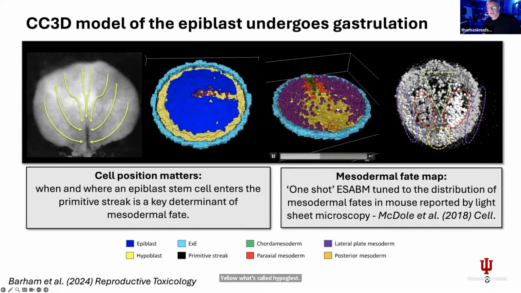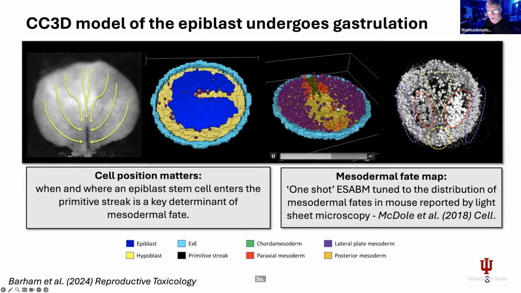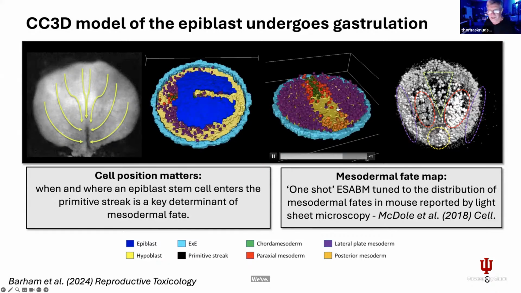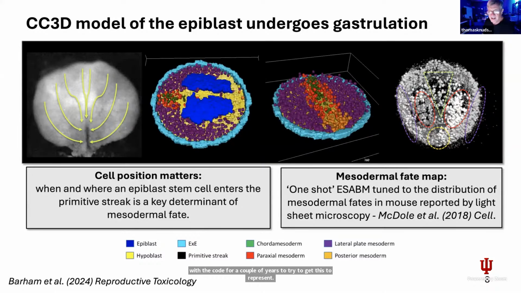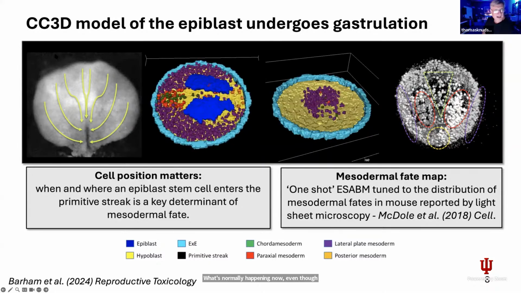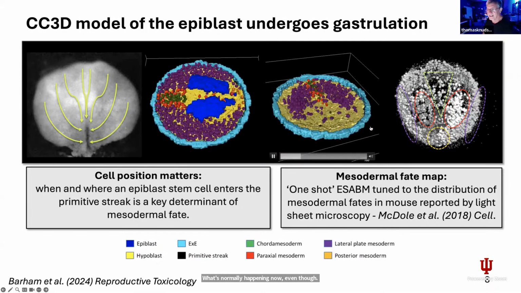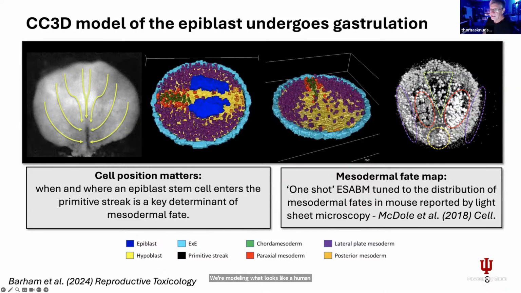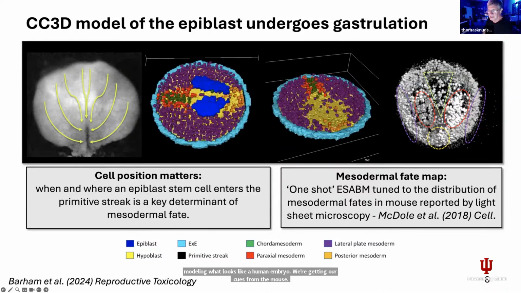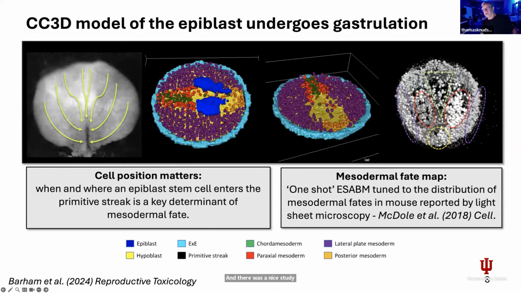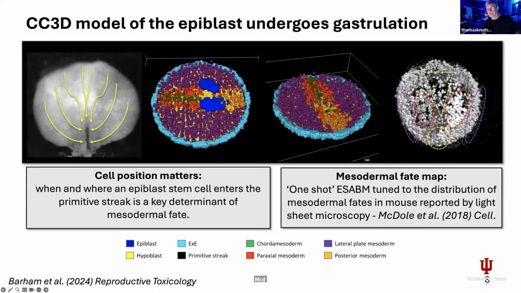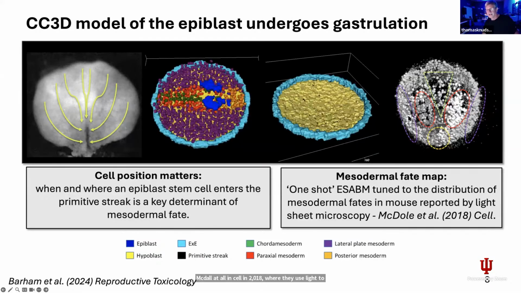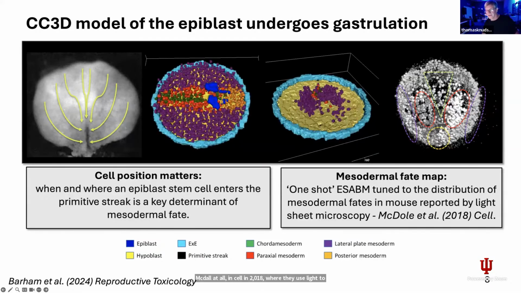So we've worked with the code for a couple of years to try to get this to represent what's normally happening. Now, even though we're modeling what looks like a human embryo, we're getting our cues from the mouse. And there was a nice study published by McDowell et al. in Cell in 2018, where they used light sheet microscopy to look at the mouse embryo and map out the different fates of mesoderm.